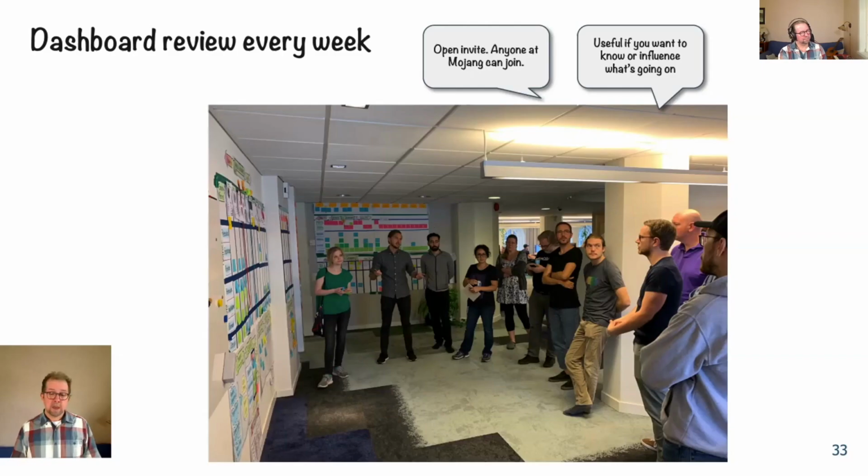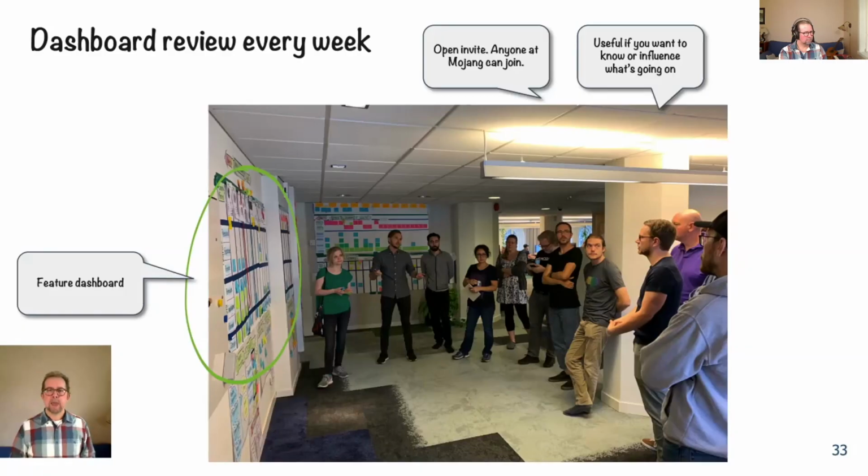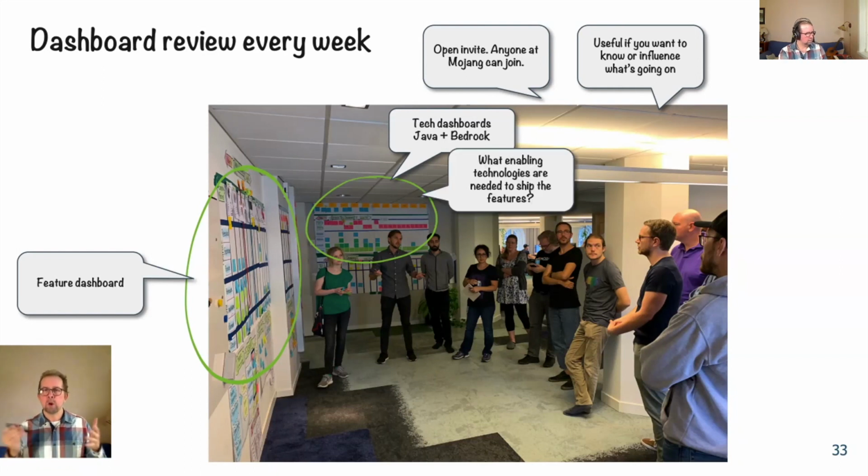And to the left, you see that's like the feature dashboard. That's the board I showed you before with all the features. It focuses on the player-facing thing, so it's like a user perspective. And the board in the back is the tech dashboard. It follows the same format, but the stuff up there are technical things, enabling technologies that we need in order to ship the gameplay features.